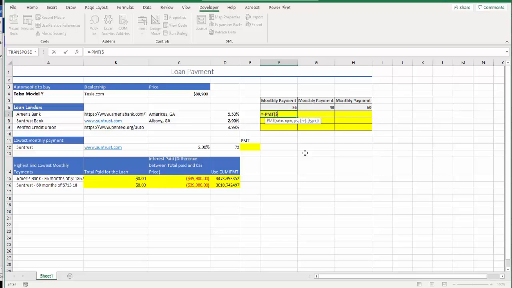which is the interest rate for the Amerisbank, right? 5.5%. Then you divide by 12. Why? Because we are doing monthly payment. If you're doing monthly payment, you need to divide the interest rate by 12. Okay, so that's the point here.